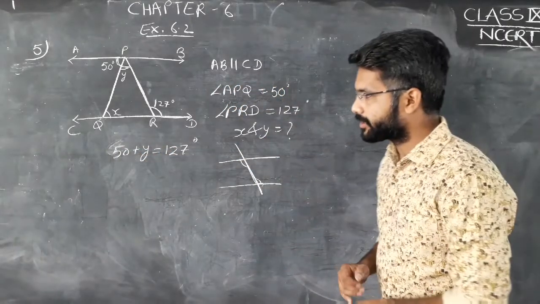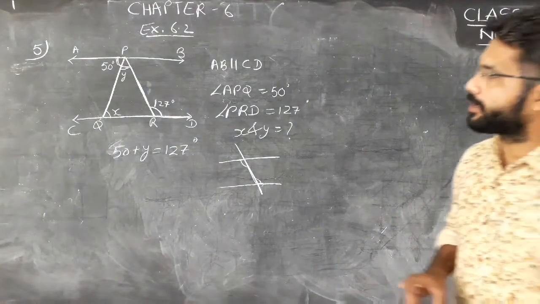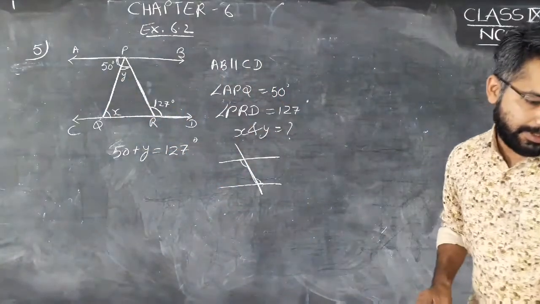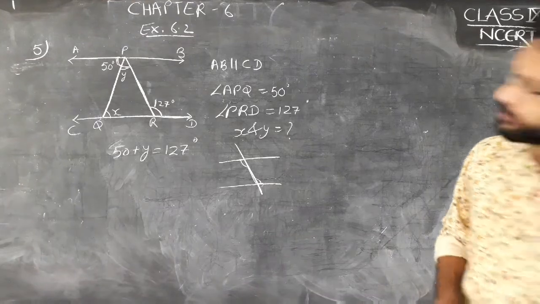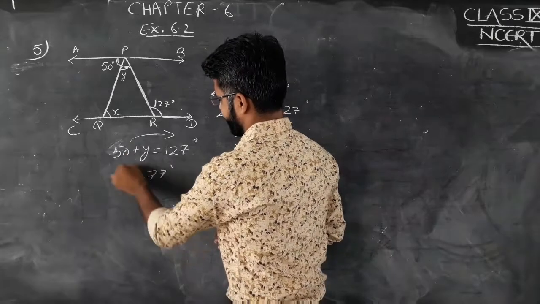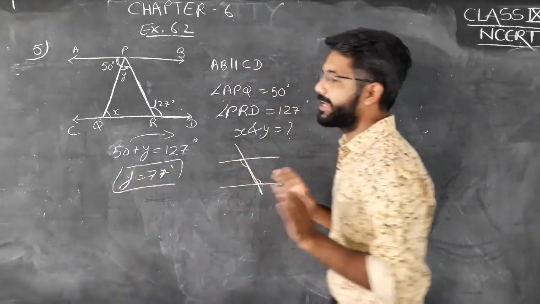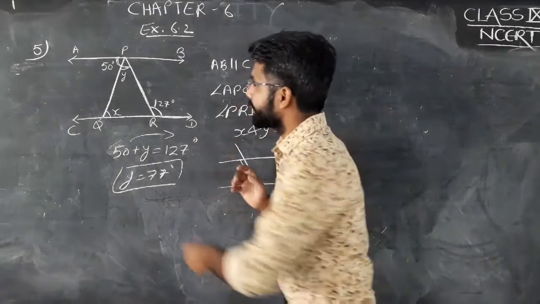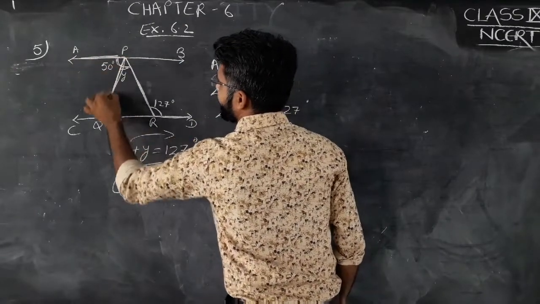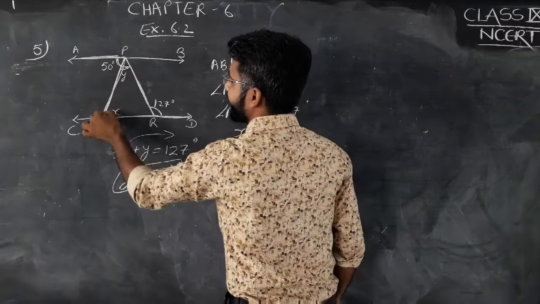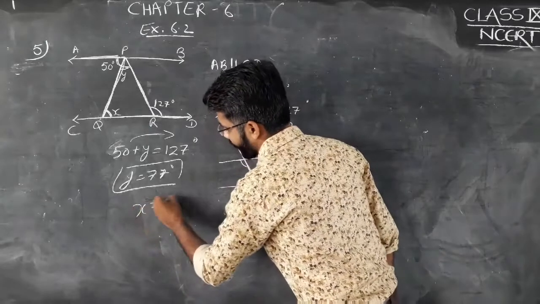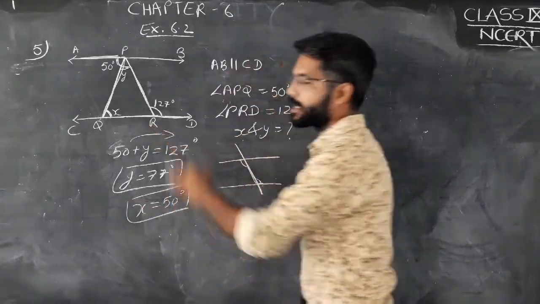So 50 plus y would be equal to 127 degrees. By solving this, you get 127 minus 50, so y will be 77 degrees. First angle we have found. For finding x, what do we have to do? One more Z we have, which one? We go from A to B, P to Q and Q to R. So 50 and x both will be equal, and they are also alternate interior angles. The value of x would be 50 degrees. So this was question number 5.